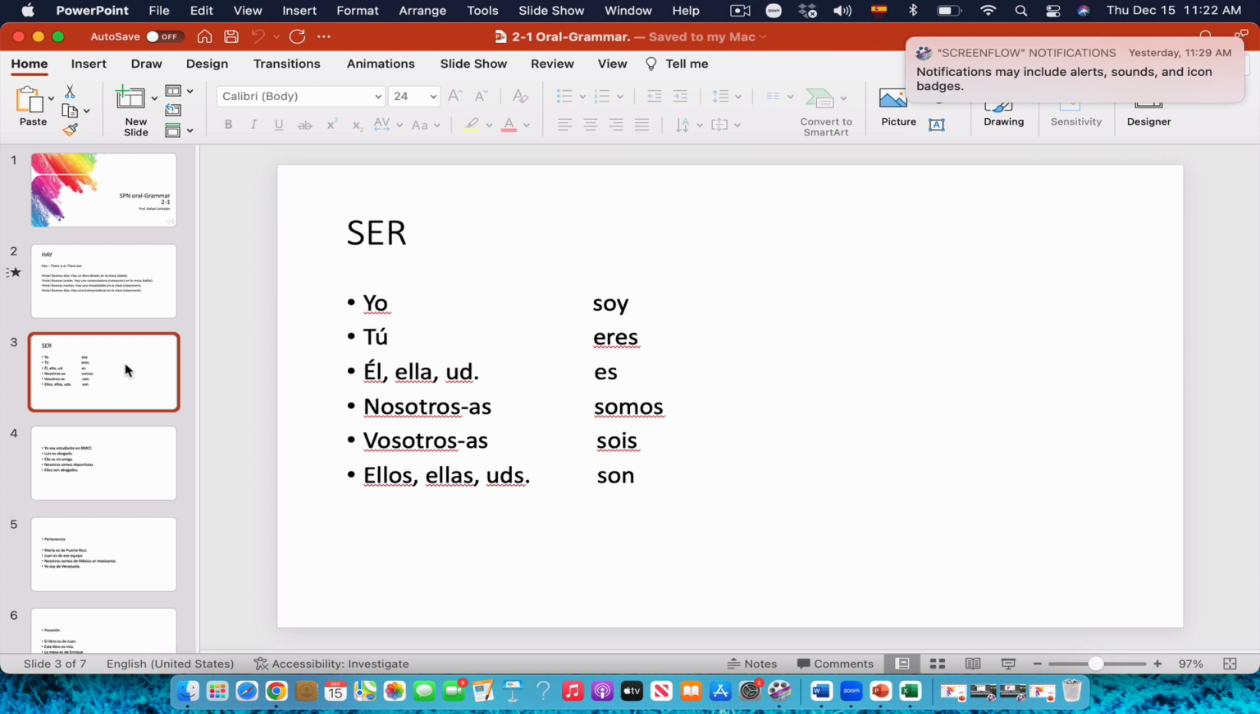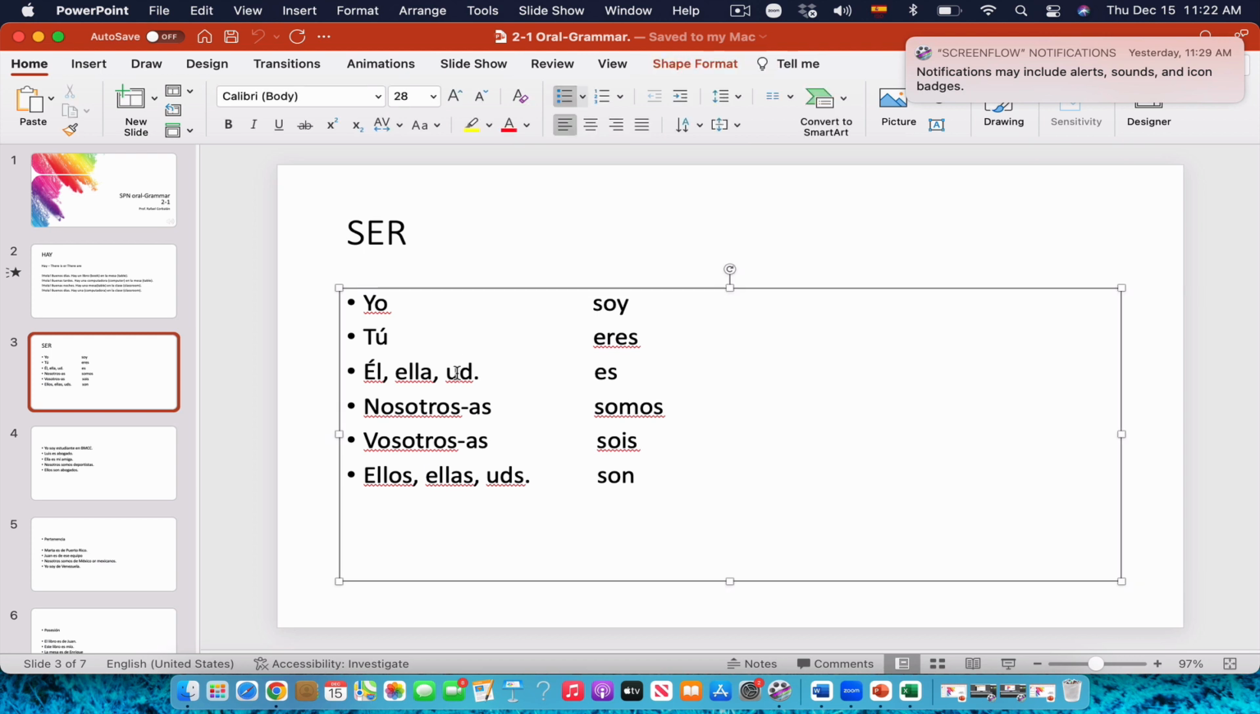And then we have you, when you refer to your brother, which is going to be tú with an accent, right? If you talk to your boss, it's going to be usted. In this case, you can write usted or you can write UD. And then we have we, nosotros, or we feminine, nosotras, okay?